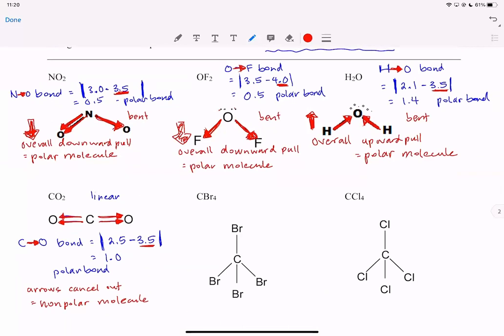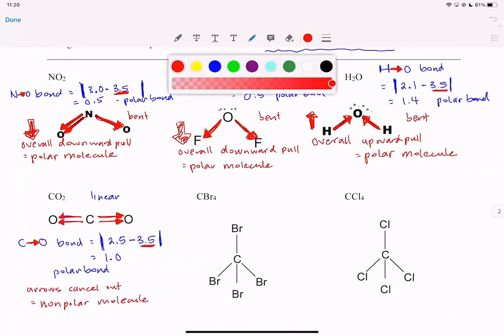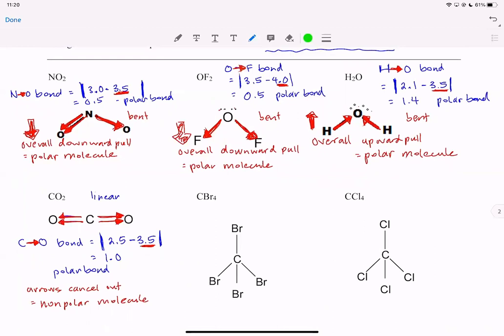Okay, so now here's an interesting comparison. You can have a polar bond, and polar bonds can give you a polar molecule. In all these examples above, polar bonds gave you a polar molecule. But here, this is a polar bond that gave us a non-polar molecule. Okay, so those polar bonds don't always yield a polar molecule. Because the shape is linear, those polar bonds canceled out and gave a non-polar molecule.